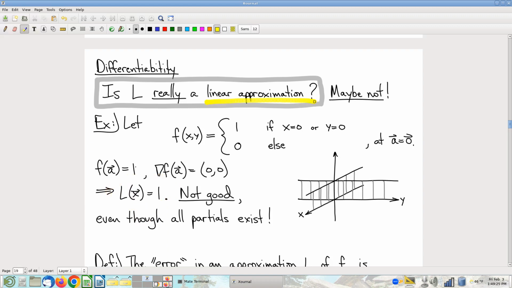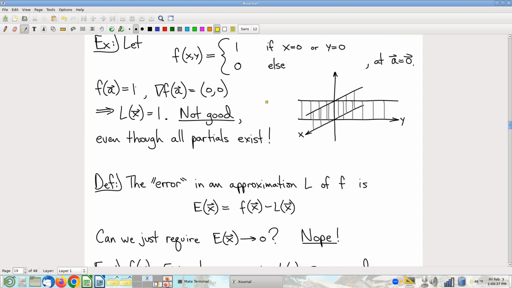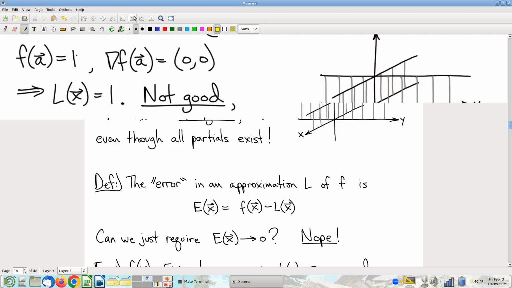Anything that we write down for this function should not be called a linear approximation. Okay, so what is it that went wrong? I ask rhetorically, and I'm going to say, in some sense, I feel like the error not going to zero is really the problem. So, for example, if I approach the origin from kind of the first quadrant, let me just switch to here.